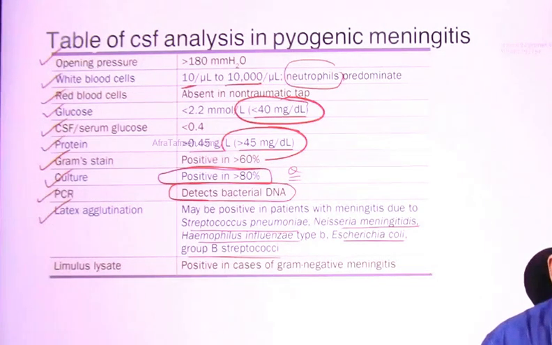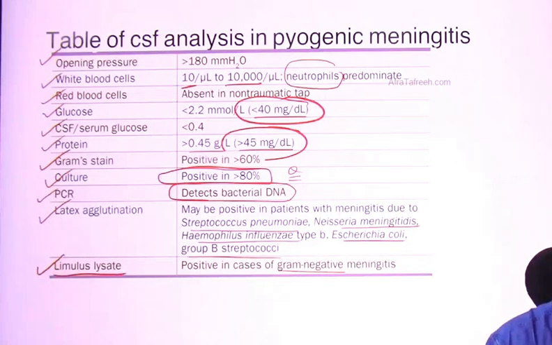Now the question has come: what is the principle of these latex agglutination tests? Remember guys, the principle is immunochromatography. That is, a movement should happen on that particular paper. Which paper? Nitrocellulose paper. It was a question in the All India exam. And you can also remember that for gram-negative organisms like E. coli and Klebsiella, you can do the Limulus lysate assay, because it detects endotoxin activity, and that is positive in whom? Gram-negative.